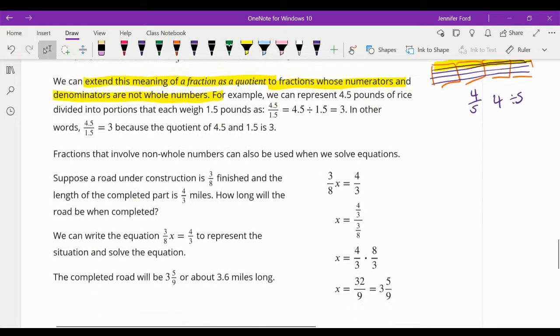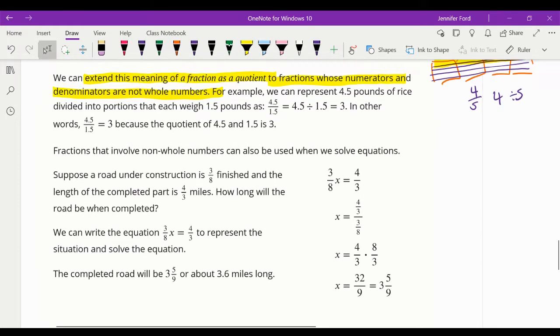Okay. And this is something I've been showing you all year. So if this doesn't feel new, great. If this does feel new, that's okay. Fractions that involve non-whole numbers can also be used to solve equations. Suppose a road under construction is 3/8 finished and the length of the completed part is 4/3 miles. How long will the road be when completed? We can write the equation 3/8 x equals 4/3 to represent the situation and solve the equation.